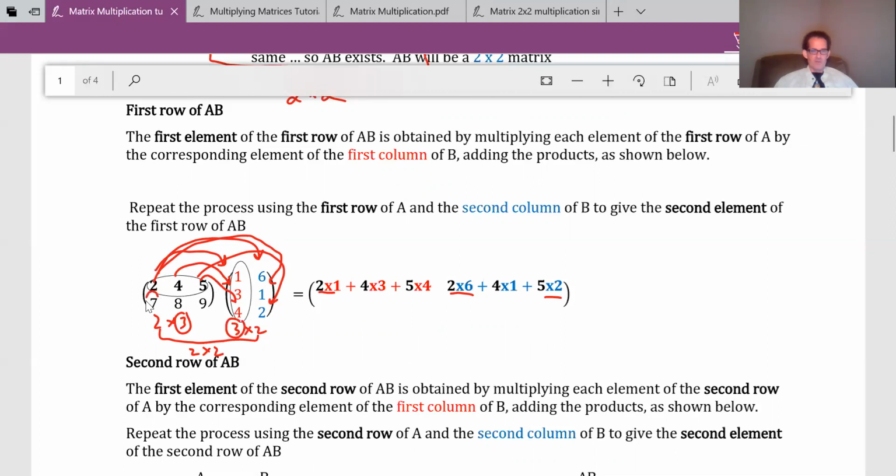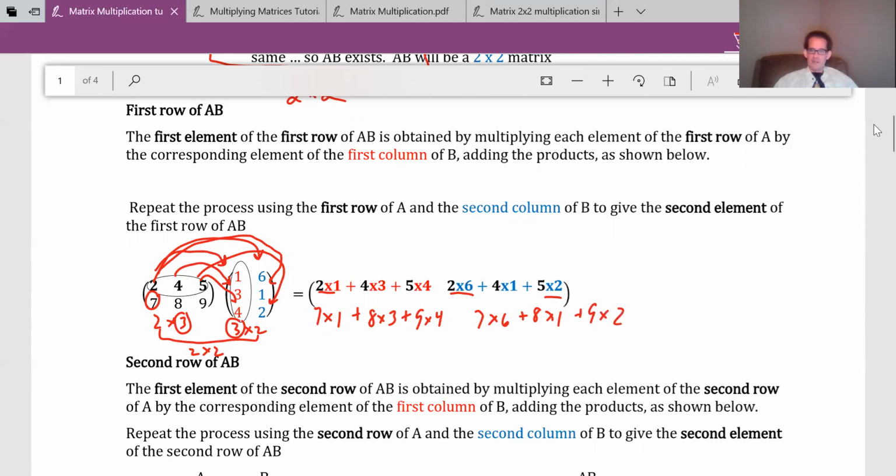So here's your next row. You have 7, and you're doing 7 times 1. And then you go to the next number, 8 times 3, plus 9 times 4. And then you do the same thing for the next column. So still on the second row, 7 times 6, plus 8 times 1, and here's the next one, plus 9 times 2.